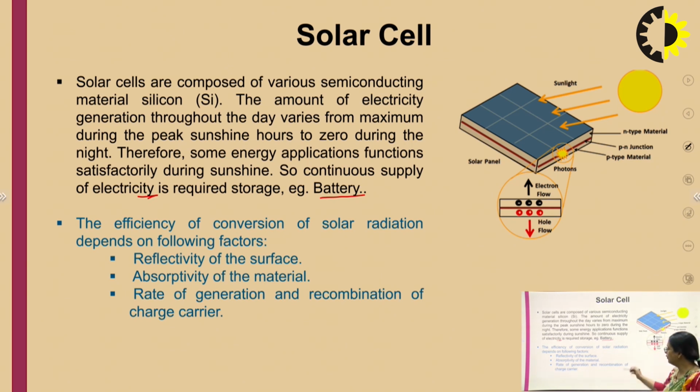The efficiency of conversion of solar radiation depends upon three factors. One is the reflectivity of the surface, another is the absorptivity of the semiconductor material we have used, and the last one is the rate of generation and recombination of the charge carriers. These three are the main factors for the conversion of solar radiation into electricity.